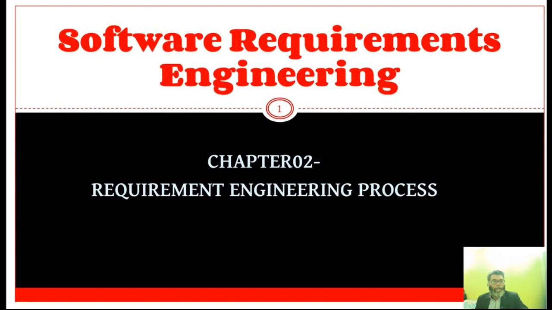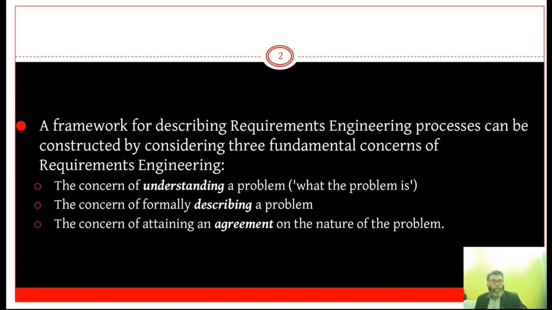Next topic is requirement engineering process. So requirement engineering process is a framework for describing the requirement engineering that can be constructed by considering three fundamental concerns of requirement engineering. That is, the concern of understanding a problem, the concern of formally describing a problem, and the concern of attaining an agreement on the nature of the problem.